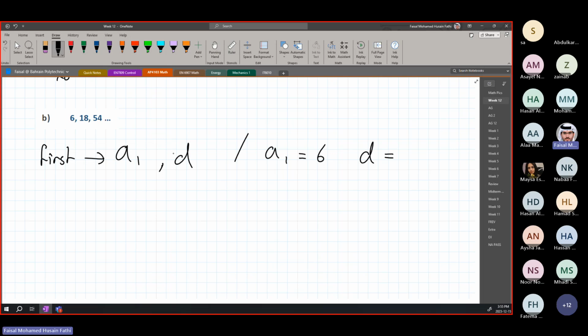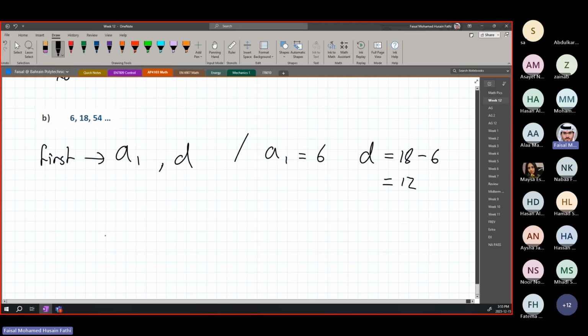I'm waiting for an answer from you guys. Everyone is saying 12, but 12 is not the answer. Do you want to know why it's not the answer? This is not an arithmetic sequence. Exactly. Okay, I know what you guys did. You guys did 18 minus 6 is equal to 12.